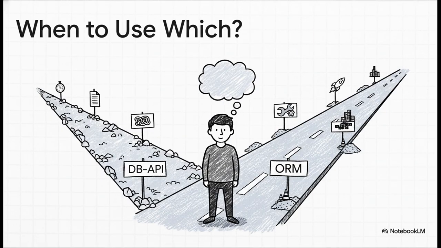Here's a pretty good rule of thumb. You should reach for the DB API when every single microsecond of performance is critical, or when you know you need to write some crazy, highly optimized SQL query that an ORM might just get in the way of. It's also perfect for quick, simple, one-off scripts. On the other hand, you should probably reach for an ORM when you're building a larger application, where getting things done quickly and making the code easy to maintain is the top priority. And if there's even a small chance you might want to switch from, say, SQLite to Postgres down the road, an ORM is going to make your life so much easier.